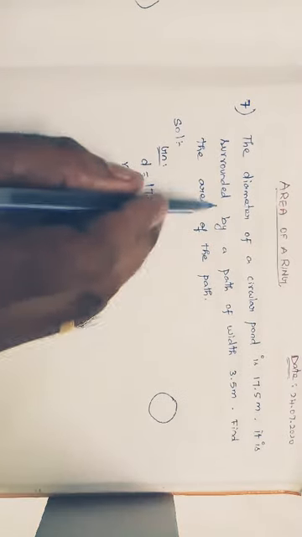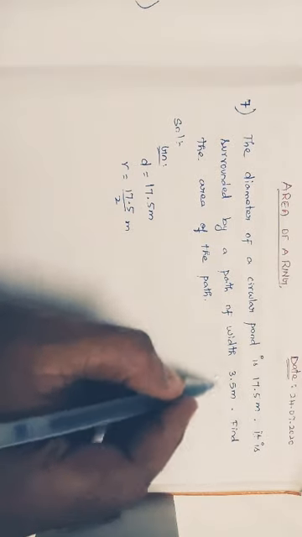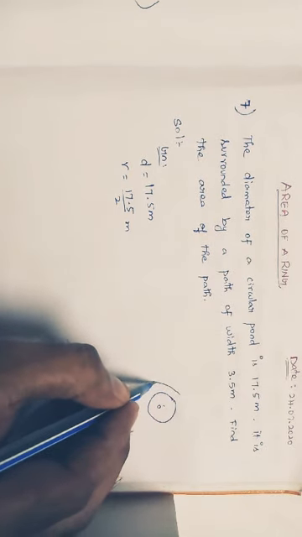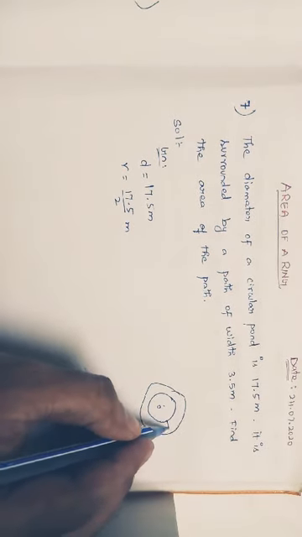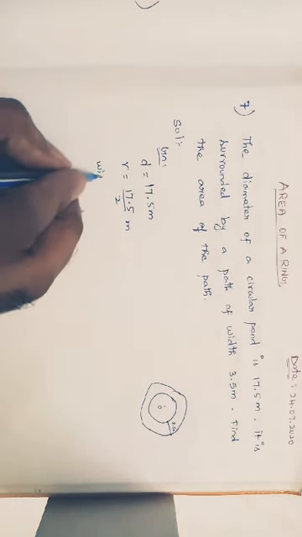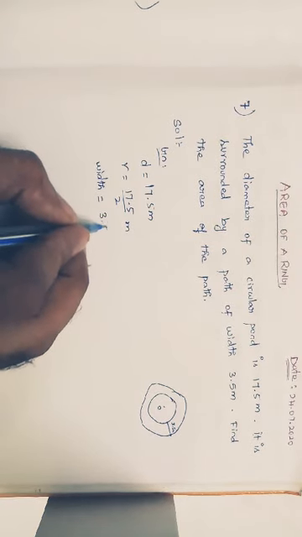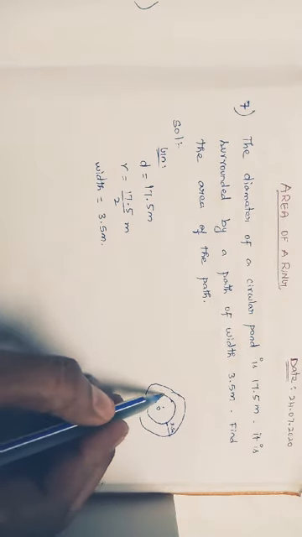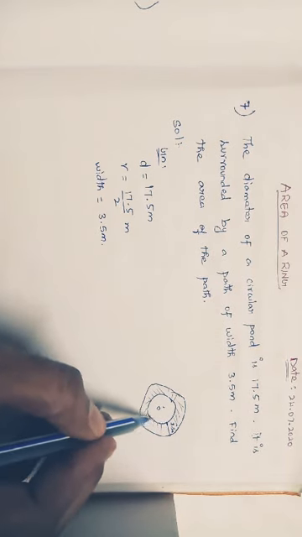So it is surrounded by a path of width 3.5 meter. The path has been surrounded, right? So this width is nothing but 3.5 meter. Width of the path is equal to 3.5 meter, and this is nothing but the path, and this is nothing but the pond.